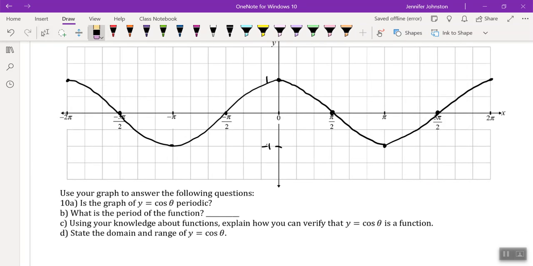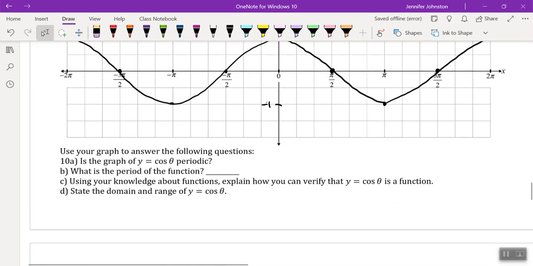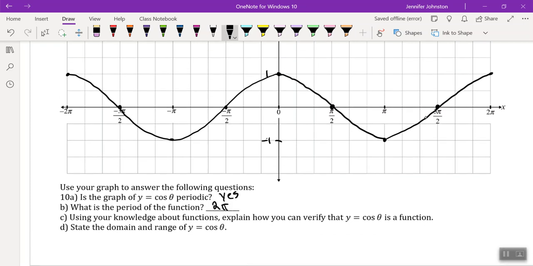We don't have to state the domain. The graph is periodic. Running out of time. Yes, it's periodic. What is the period? It's 2 pi. So one period takes up one U shape. Then we have another U shape here. So one of them is 2 pi. Is it a function? Yes. It passes the vertical line test.